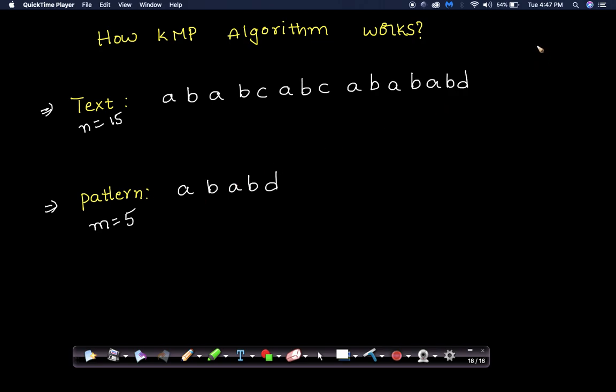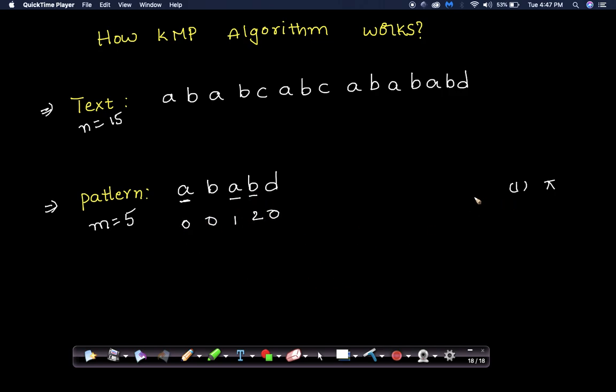Our main task is to find whether the given pattern is present in the text or not using the KMP algorithm. The initial step is to construct a pi table. How do we construct a pi table from the pattern? First I'm going to check from A. Is A present anywhere in the string? Yes, it's present, and I'm going to put 1. And is B present? Yes, I'm going to put 2. Any other characters? No, so I'm going to put 0 for the remaining characters.